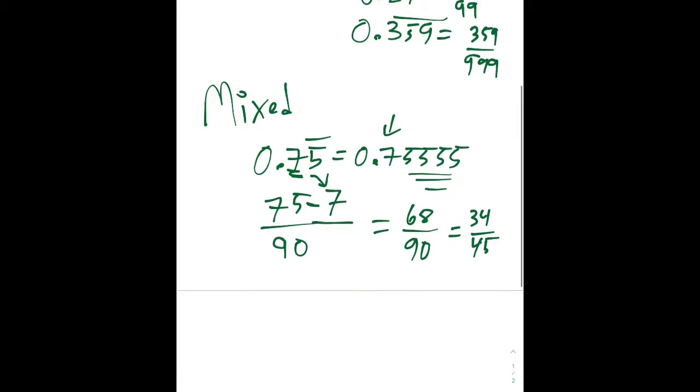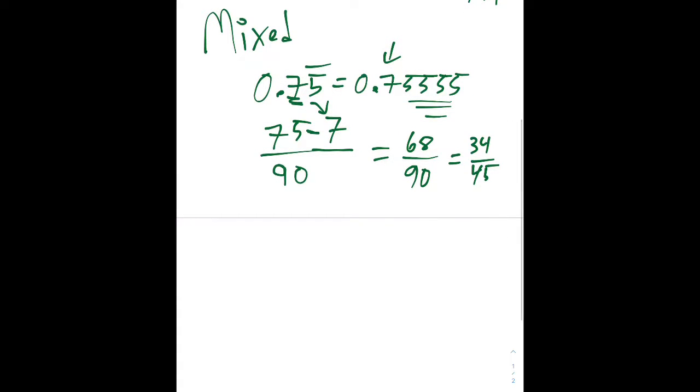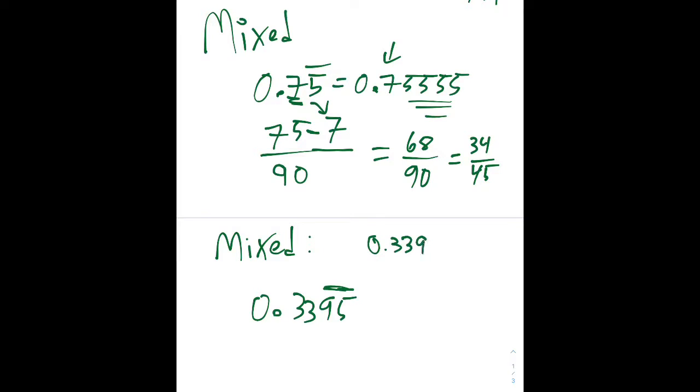I'll do one more example of a mixed one. Let's take something like 0.3395, and the 95 is repeating. So that's 0.3395959595 forever.